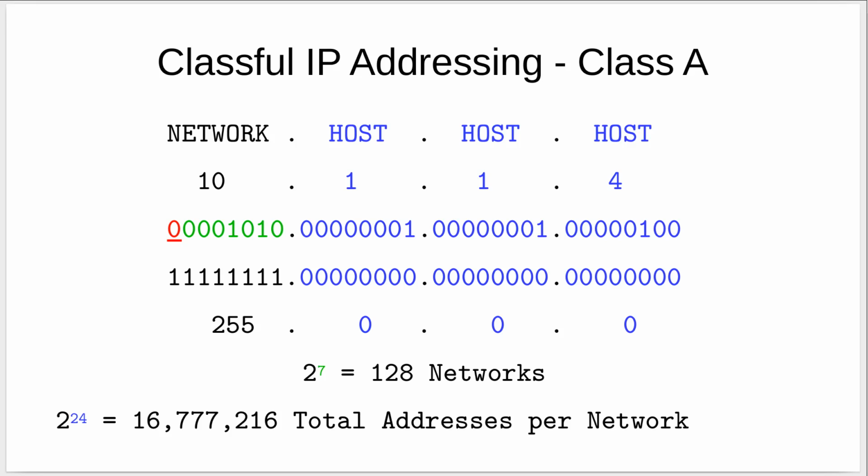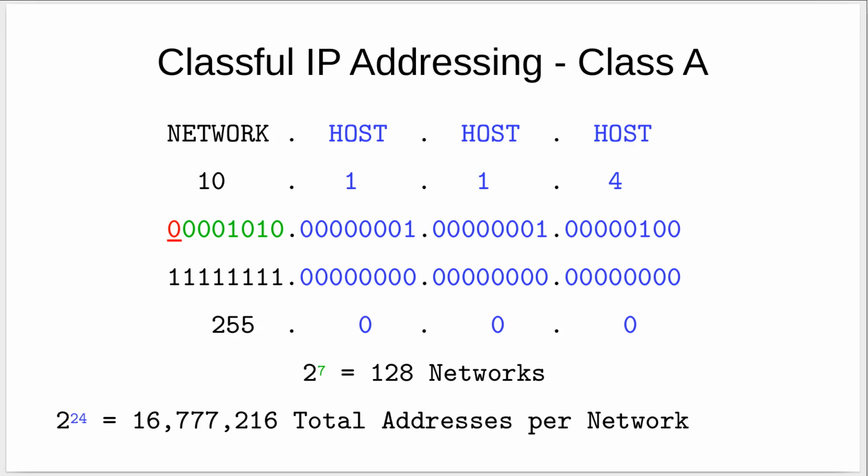The most significant bit, the first bit in the first octet, represents what class of address it is. It's a 0, therefore it's a Class A. This leaves 7 bits remaining in that first network octet. I've coloured them in green on this slide. Those 7 bits define the networks.